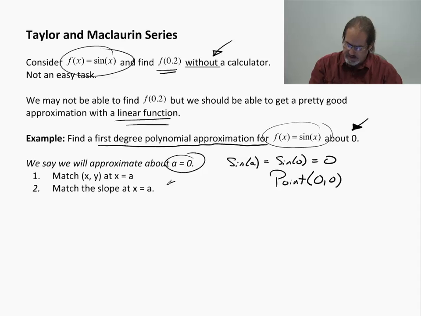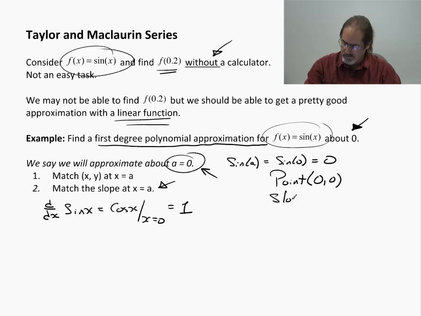The other thing that means is that I want to match the slope at x equals a. So whatever the slope of my original function is at, in this case, 0, because a equals 0, whatever the slope is of my function at 0, that's what I want the slope of my linear approximation, my first degree polynomial, to be. So what I need to do is take the first derivative, d dx, of the function I'm trying to approximate. So d dx of sine x, which is cosine of x, evaluate that at x equals 0, and of course I get 1. So now I know that the slope is equal to 1.